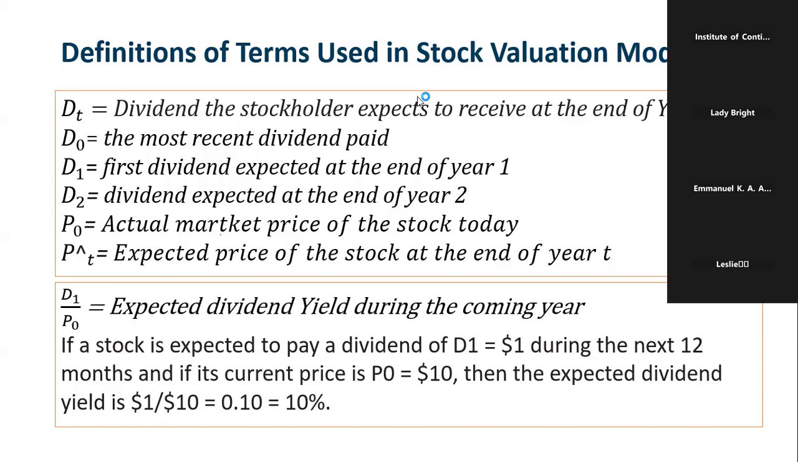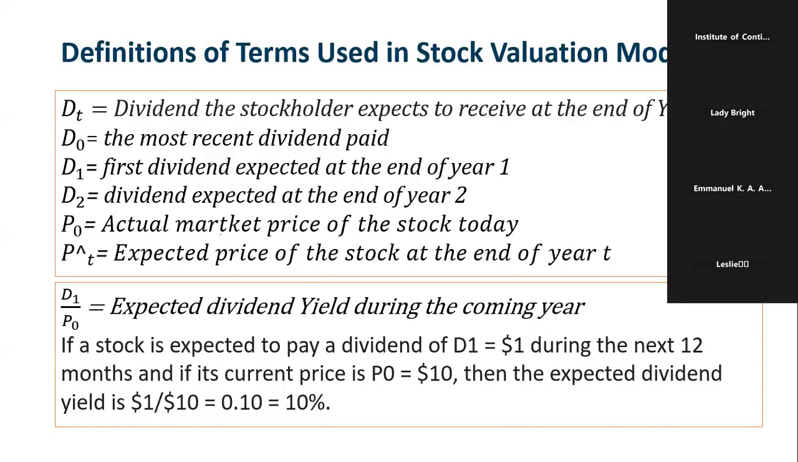Thank you. So P at T means the expected price of the stock at the end of time T, or year T. Then we come to D1 over P0, the expected dividend yield during the coming year.